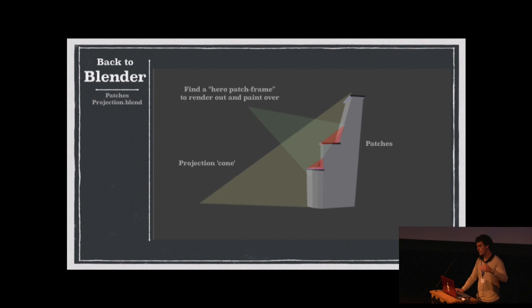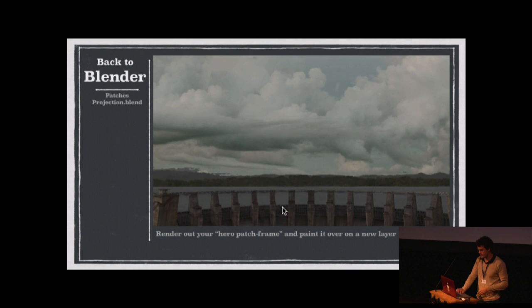So you keep going with your camera, and you find a hero patch frame. I mean, a frame that covers most of your issues. You can even push back your camera a little bit, or you can even wide open the field of view, just to cover more area. But be consistent, don't put this 5 kilometers away in paint because you're going to have a resolution problem. So you find a hero patch frame and you render out a frame from this camera. And what you render will be something like that. And you see the issue here and here and here.